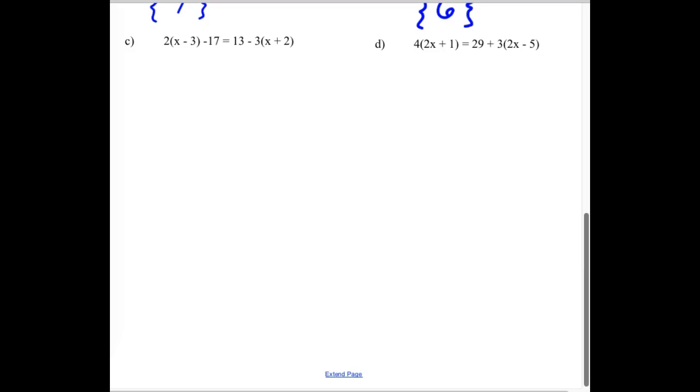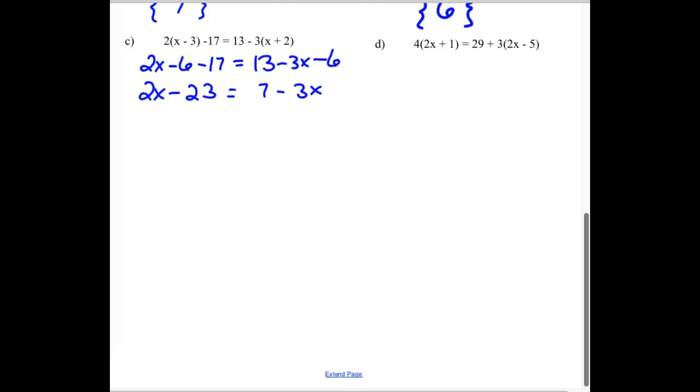All right. So first one, we distribute the 2. We end up with 2x minus 6. There's still the minus 17 on that side. On the other side, we have 13, and we're distributing what? A negative 3. So negative 3x and negative 6. Watch when you have to distribute that negative. Combining like terms, negative 6 and negative 17 would get us this 2x minus 23. On the other side, combining the 13 minus 6 gets us a 7 minus 3x. So we've distributed, we've combined like terms.